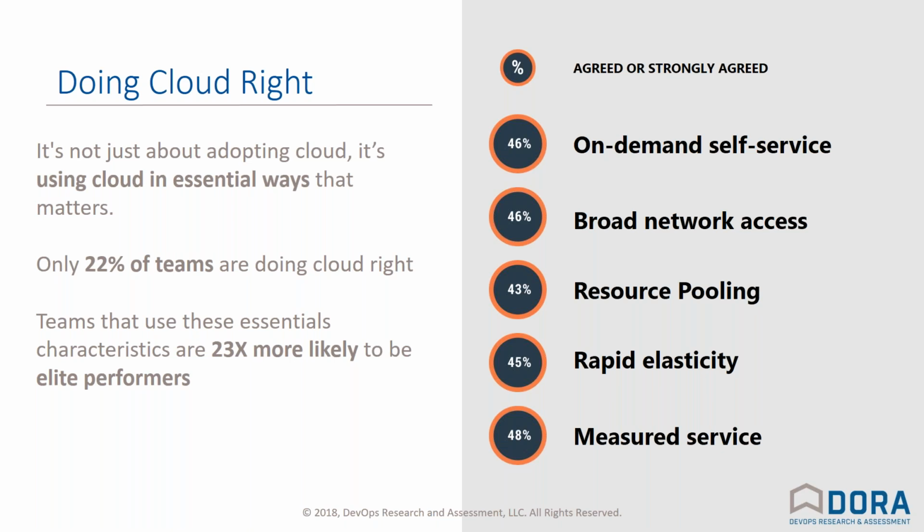But what was really interesting is that teams that were elite performers were 23 times more likely to be using cloud. Sorry, the other way around. It just shows that there's something about the cloud and the usage model that really lends itself to the practices that lead to high performance. So that's neat. And the next slide.